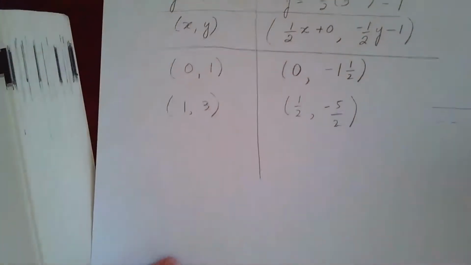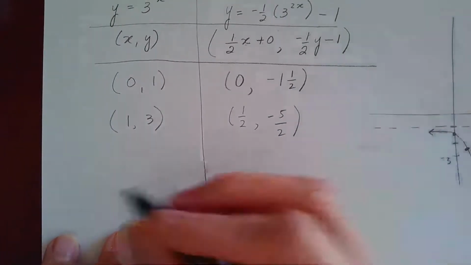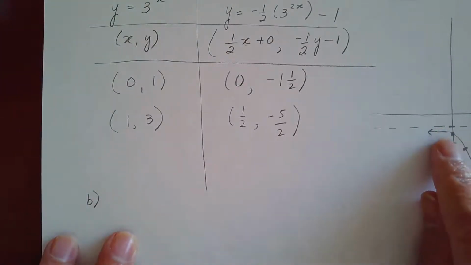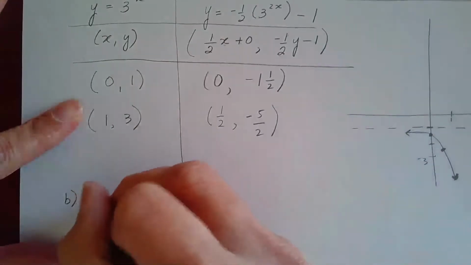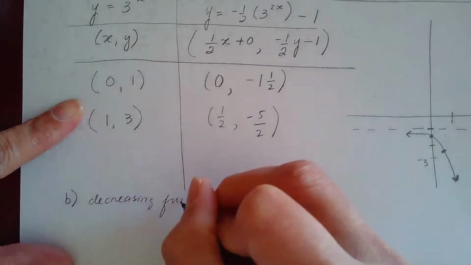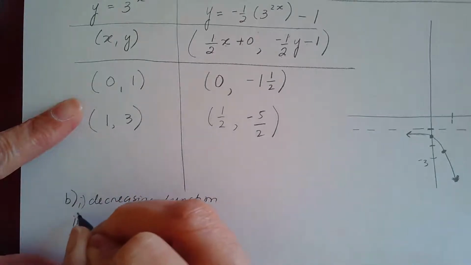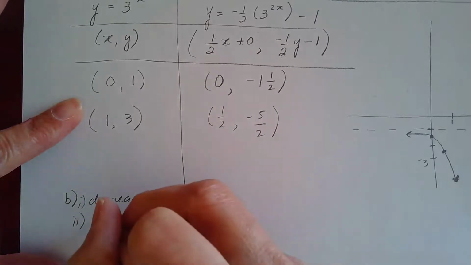And so, for example, question number 4, next page, letter B, it says here, is the function increasing or decreasing? So when you look at this one in here, it's going down. So this is a decreasing function. Number 2, what are the intercepts? No x-intercepts.